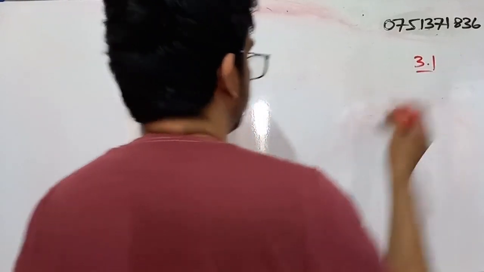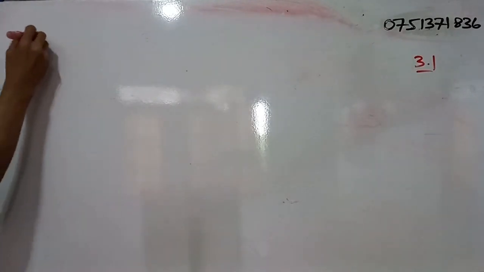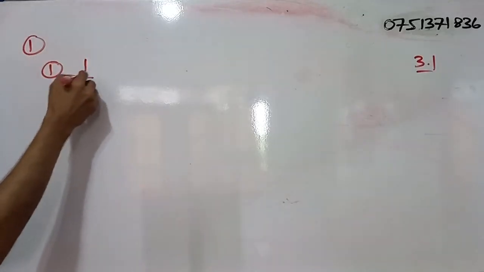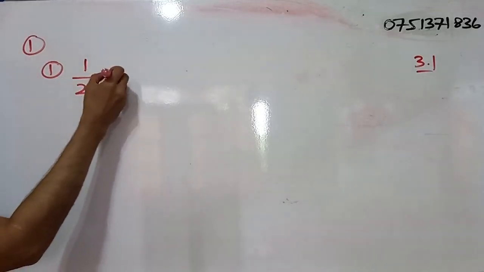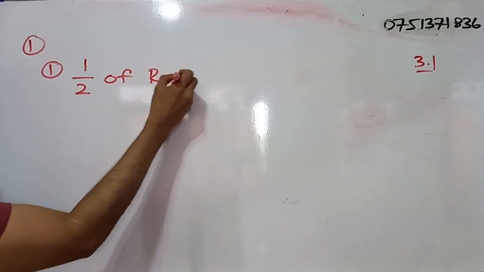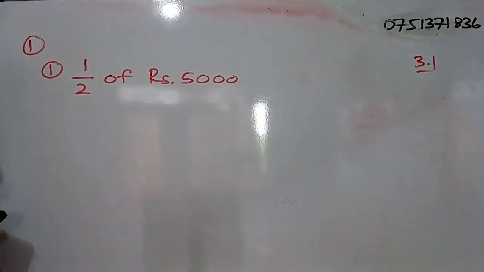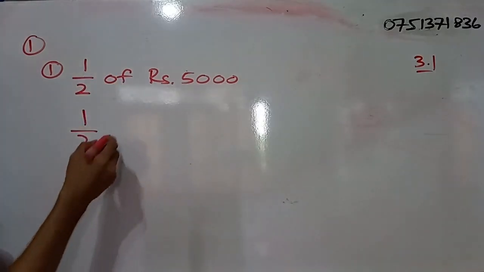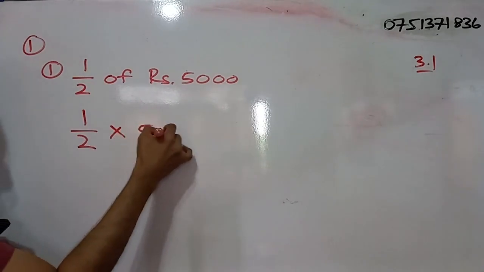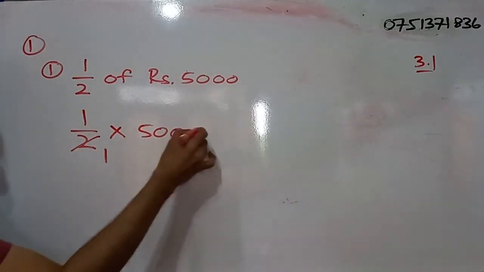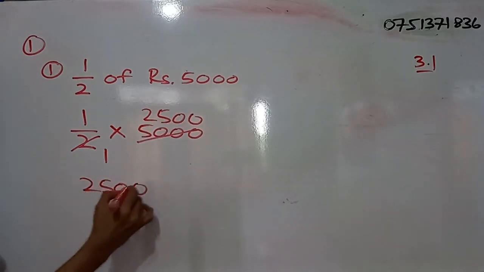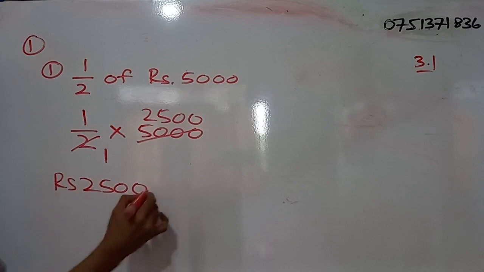Exercise 3.1. Calculate the following quantities. Question number 1, part 1. Right, so we have half of rupees 5,000. So what is that? Half, we replace 'of' by what? By the multiplication symbol, then 5,000, 2 times 1, 2 times 2,500. So what is the value? 2,500 rupees.